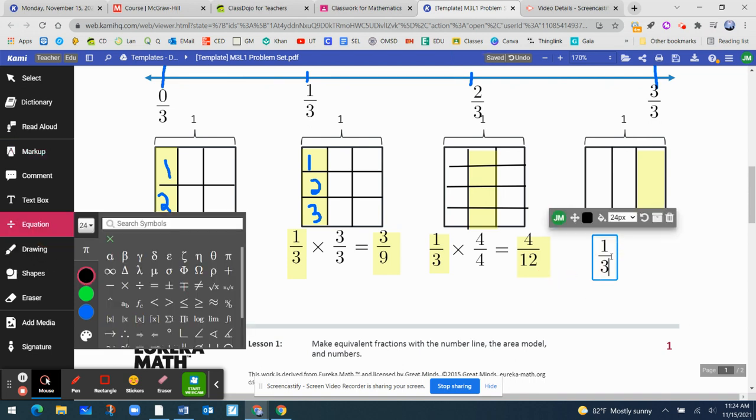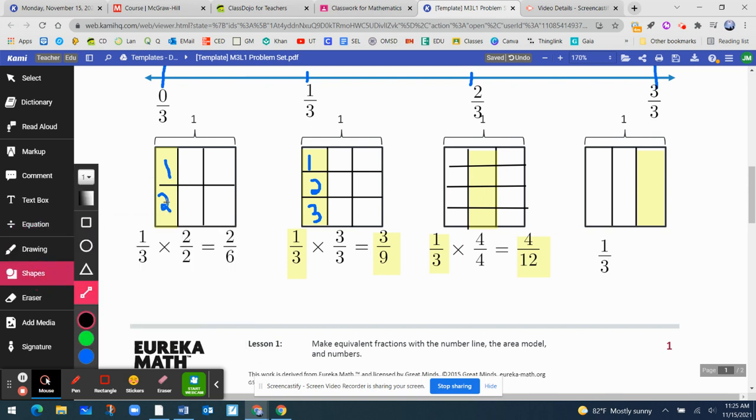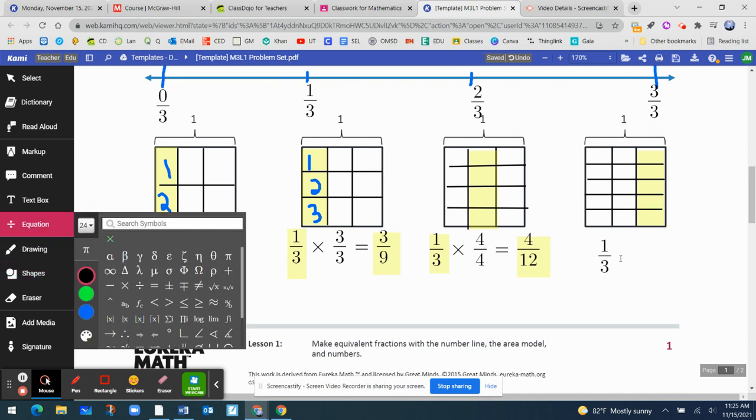Here is the next one. Now, let's continue looking at what we have done. We made 2 rows, then we created 3 rows over here. Then we created 4 rows. Now we're going to create 5 of them. So here we go. 1, 2, 3, 4, and 5. Okay, so that is our representation of equivalent fractions.